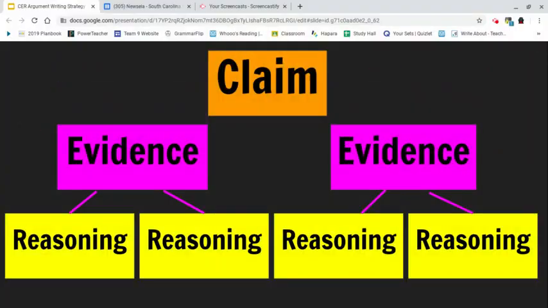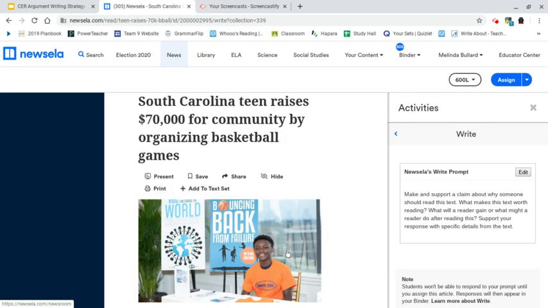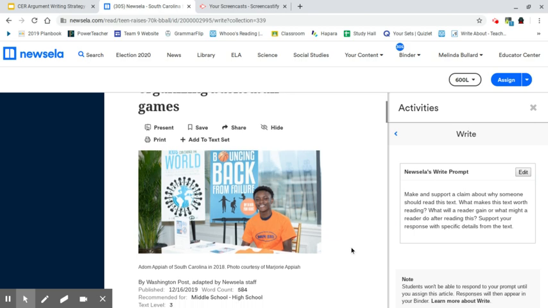I believe in you. So today in News ELA, you are going to be reading this story about a South Carolina teenager who raised $70,000 for his community by organizing basketball games. He's pretty much a hero, in my opinion. Today, your writing assignment is over here, and it's going to ask you to make and support a claim.